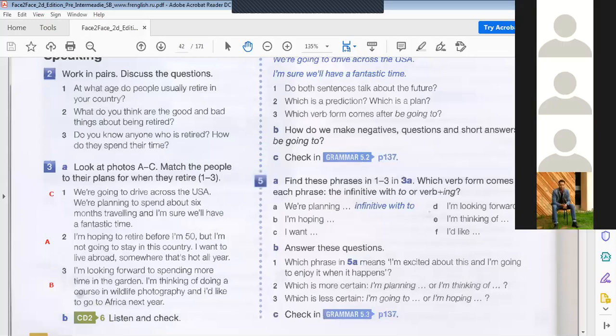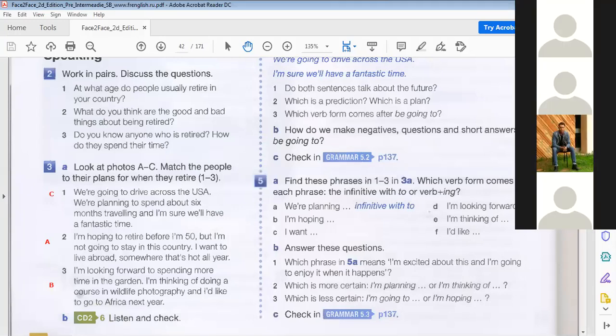Track 6. Ryan. We're going to drive across the USA. We're planning to spend about 6 months traveling, and I'm sure we'll have a fantastic time. Derek. I'm hoping to retire before I'm 50, but I'm not going to stay in this country. I want to live abroad, somewhere that's hot all year. Heidi. I'm looking forward to spending more time in the garden. I'm thinking of doing a course in wildlife photography, and I'd like to go to Africa next year.